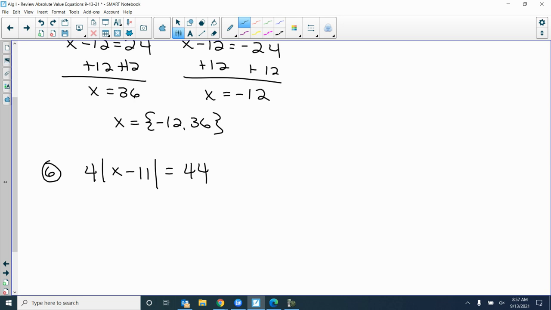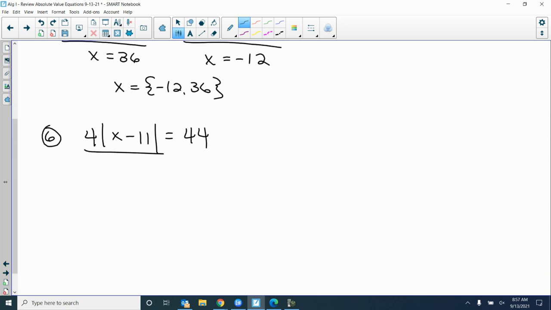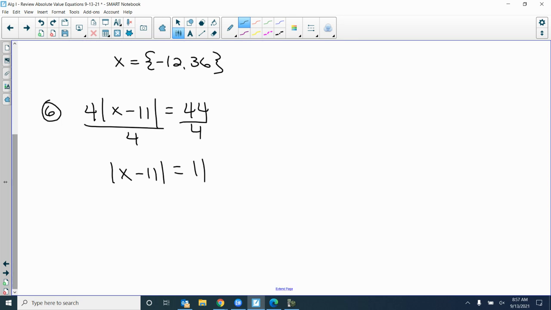Okay. Divide 44 divided by 4. Yep, we're going to divide both sides by 4. So you need to do that. And that gives me the absolute value of x minus 11 equals 11. Once you have it at this point, and only at this point, now you split it apart, and you write x minus 11 equals positive 11, and x minus 11 equals negative 11. You set it equal to the positive and the negative once the absolute value is by itself.